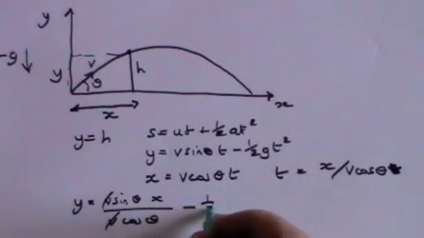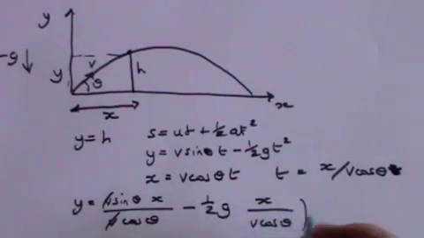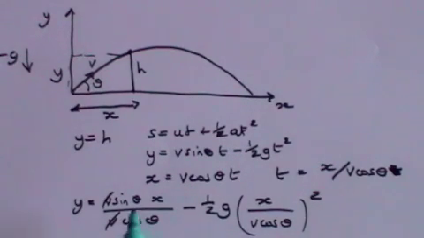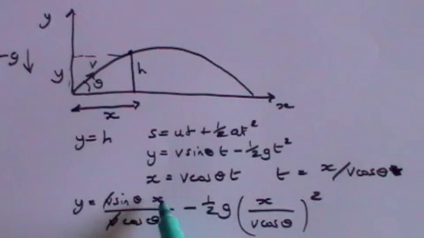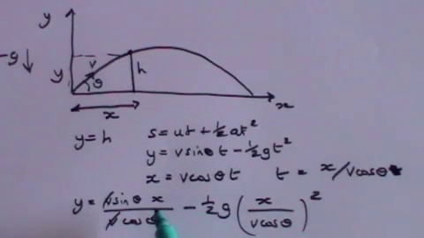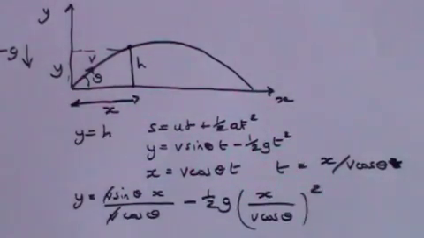Minus half gt squared, so minus a half g times t, which is x over v cosine theta, all squared. And that formula is essentially y equals a constant times x squared, right? Because g, v cosine theta, sine theta, cosine theta are all constants. X is the variable, so y equals a constant times x squared plus a constant times x, and that is the shape of a parabola. So this is showing parabolic motion. So you might be given a question of this form.